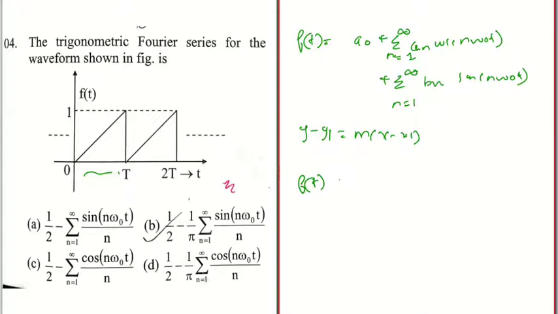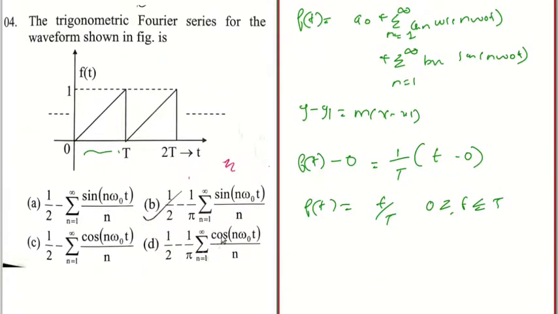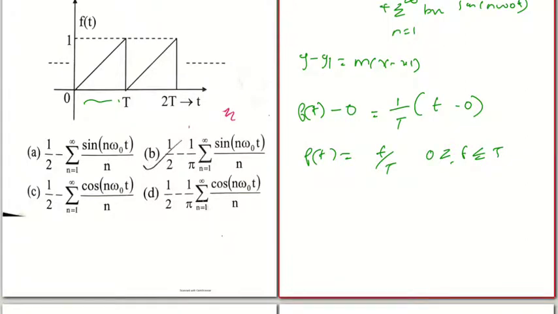On the y axis, the function f of t starts from 0, and the slope m we don't know, that is equal to 1 divided by T, right? 1 divided by capital T into, instead of x it is t minus 0. So f of t equals t divided by T for 0 less than or equal to t less than or equal to T. So that is the equation for f of t, and now we can substitute that in the an, bn and a0 as well.